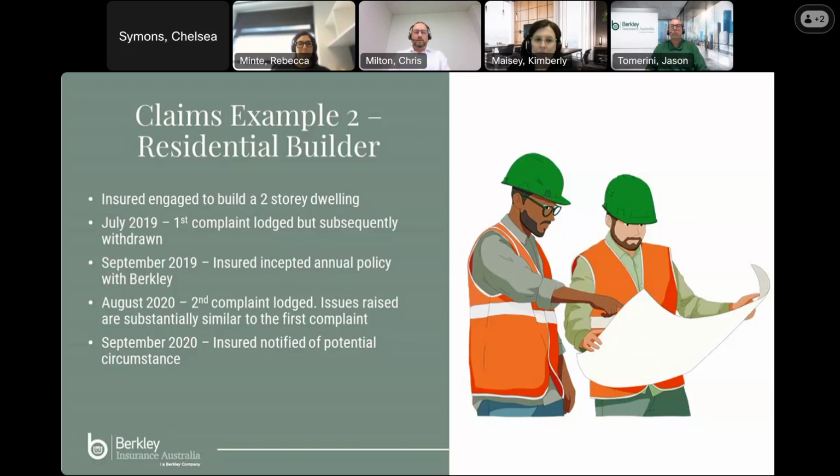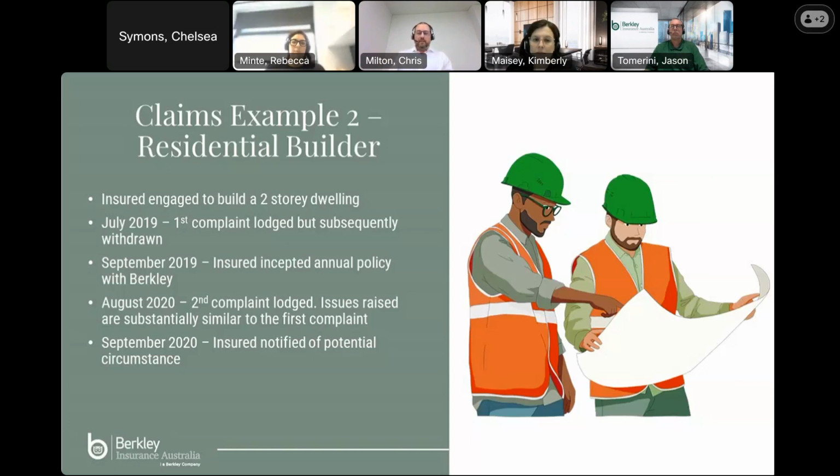In July of 2019, the claimant lodged a complaint with the Building Commission in relation to the property construction and the insured's building works. For the purposes of the claim, this was deemed the first complaint. The first complaint was supported by a building inspection report commissioned by the claimant. However, shortly after, the first complaint was subsequently withdrawn by the client.